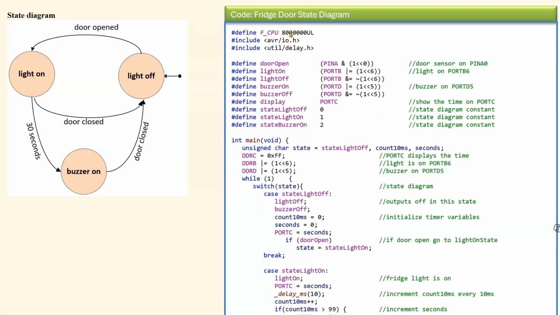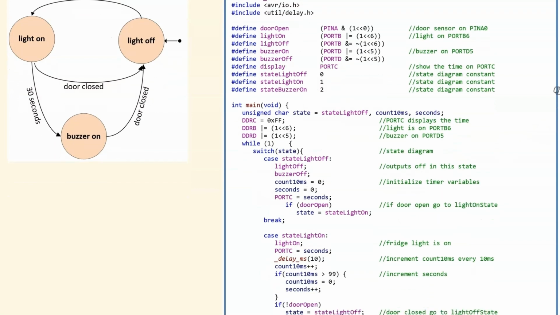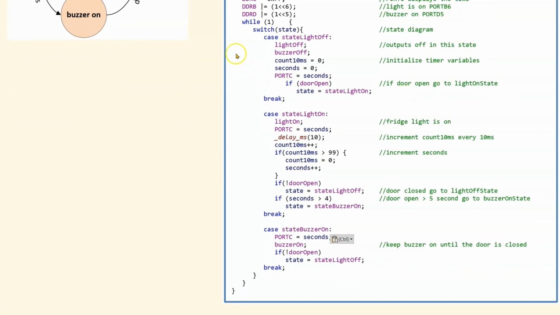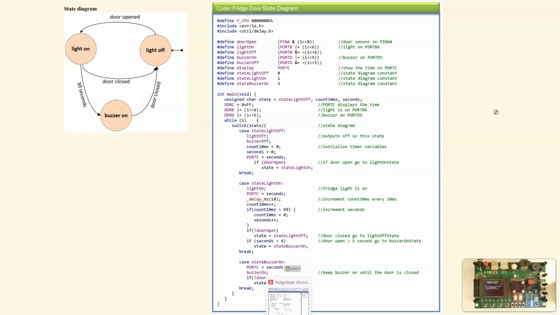I have written the C code from the state diagram. Here we have defined our inputs and outputs, the state variables. Scrolling down, we can see the switch statement, which is used for the state diagram, and we have the states shown here and the outputs and transition conditions. We can see the full code here.